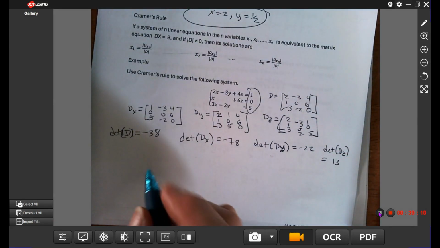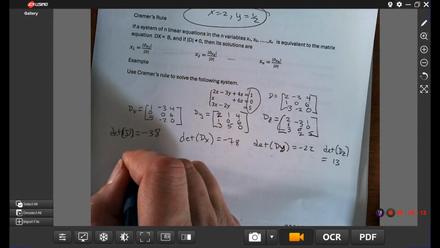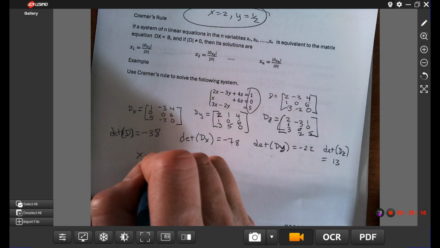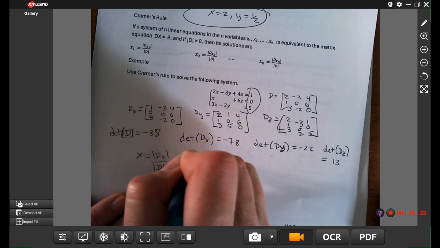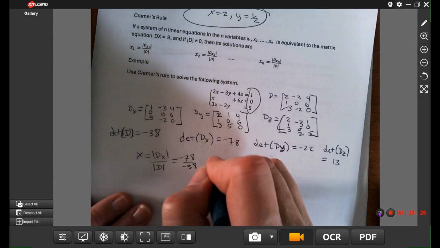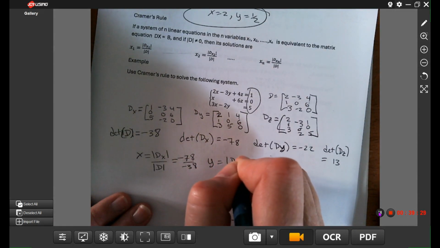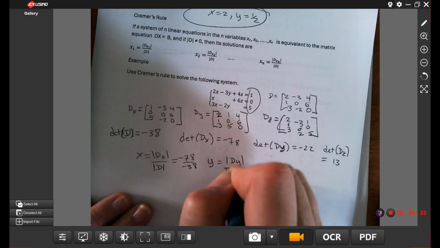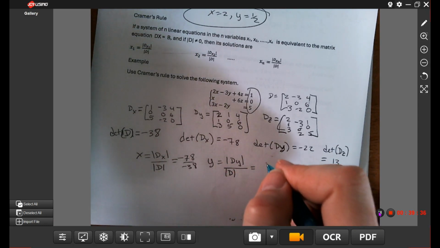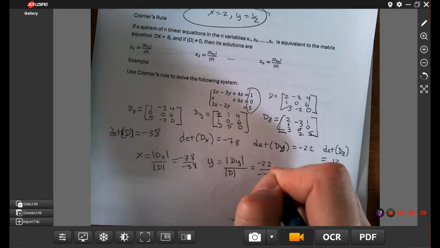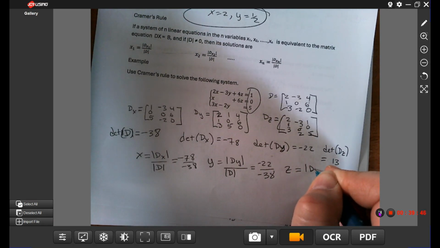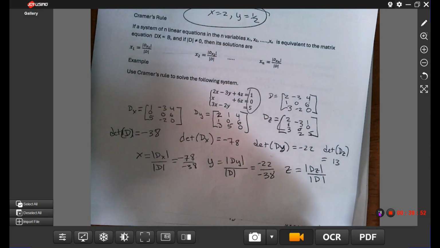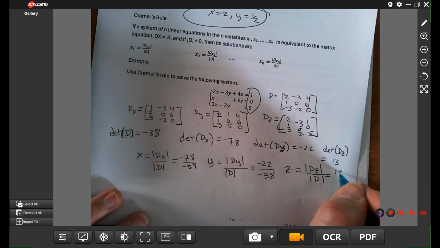So the solutions to what are x, y, and z? X is equal to the determinant of D sub x over the determinant of D, so negative 78 over negative 38. y equals the determinant of D sub y over the determinant of D, equals negative 22 over negative 38, and z equals the determinant of D sub z over the determinant of D, sorry, I'm saying magnitude, it's determinant, which is 13 over negative 38.